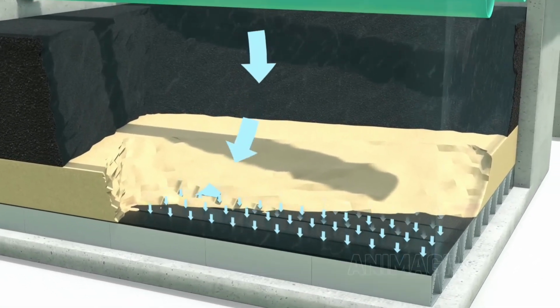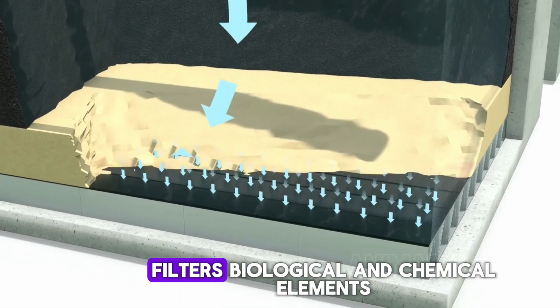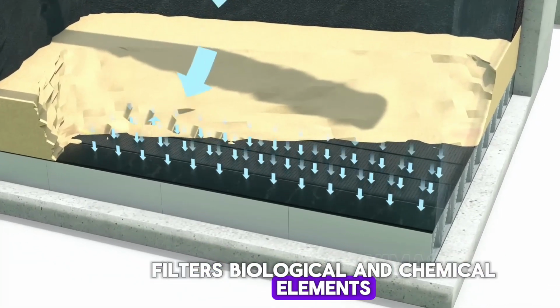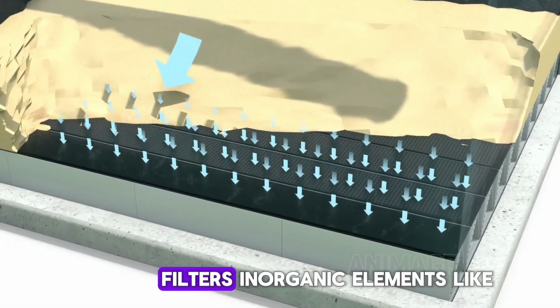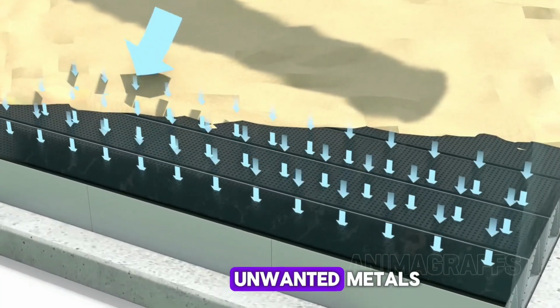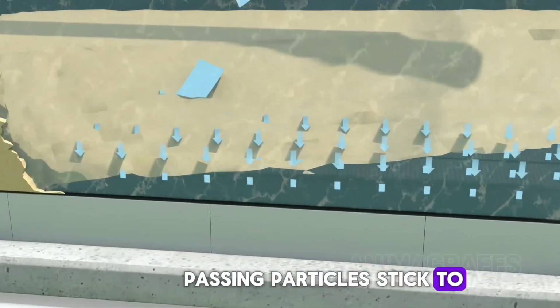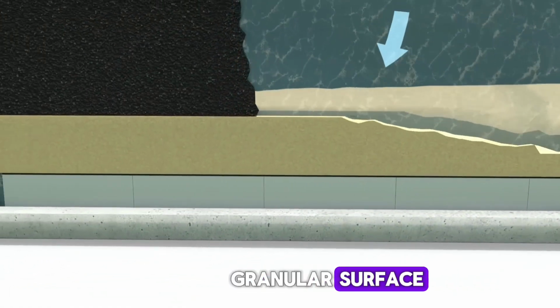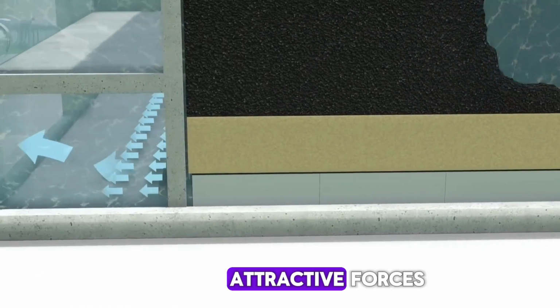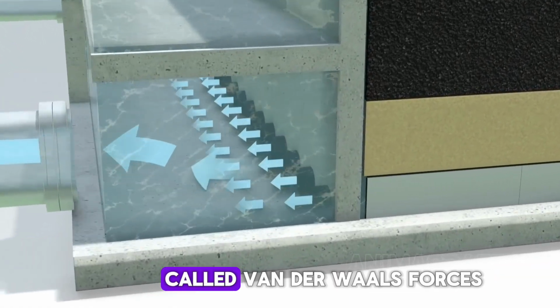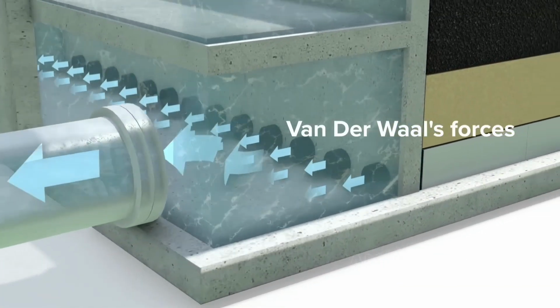Generally speaking, the activated carbon layer filters biological and chemical elements, while the sand layer filters inorganic elements like unwanted metals. Passing particles stick to a carbon or sand granule surface due to naturally occurring attractive forces called van der Waals forces.